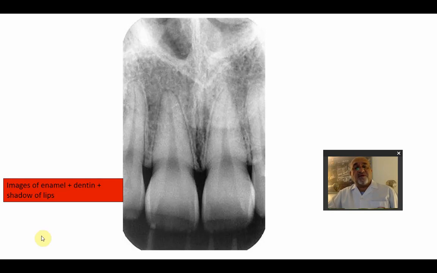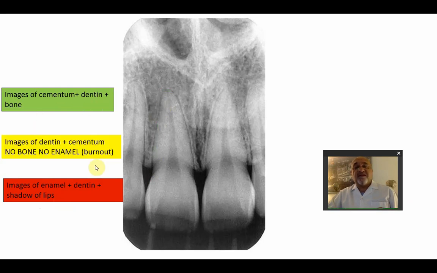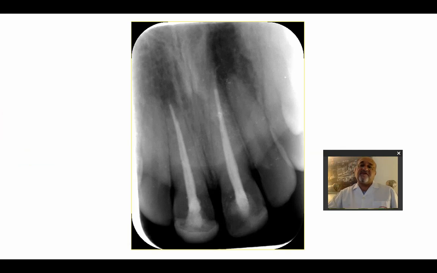So what we see here again are images of enamel and dentine plus the lip over here, while here you see images of cementum plus dentine plus bone plus the lip, which is in green here. This area has images of cementum and dentine. There is no bone, no enamel, what we call burnout. It is more overexposed, this area, compared to the two areas, which we call the cervical burnout.